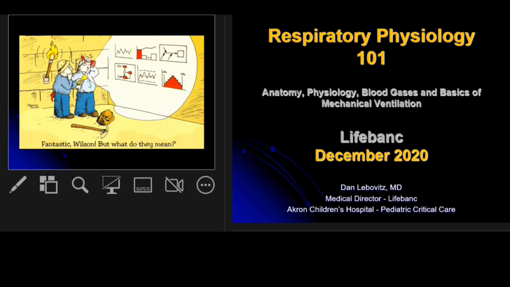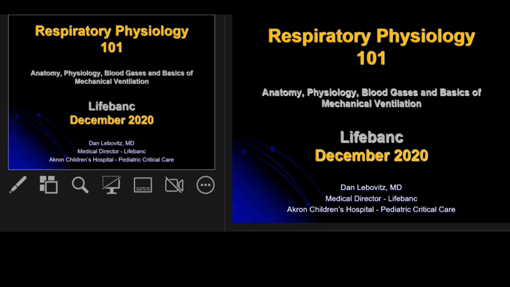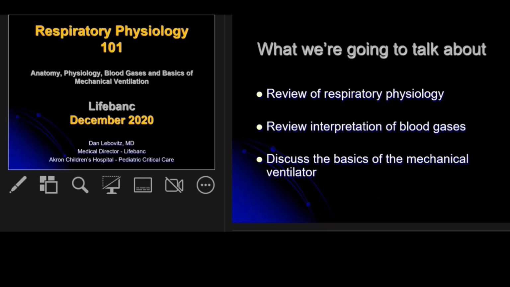And what I always find is that when I read medical papers, they have all kinds of charts and graphs and things to look at. And they look fantastic, but what do they mean? So what we're going to try to do is figure out what things mean. I call this one Respiratory Physiology 101. This is about the anatomy, physiology, blood gas interpretation, and some basics of mechanical ventilation.